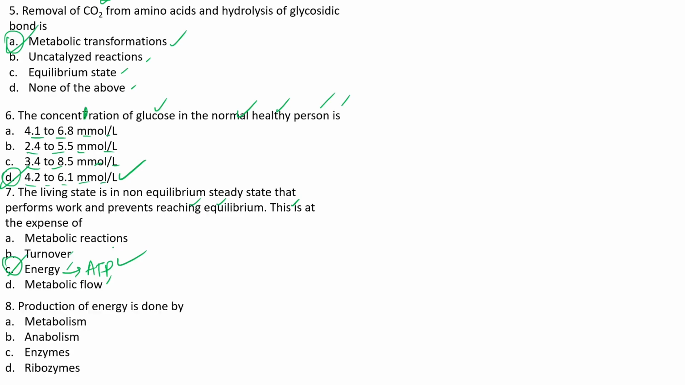Now moving on, production of energy is done by metabolism, anabolism, enzymes, or ribozymes. You know it is metabolic reactions. Anabolic reactions mainly consume energy, right? So in general, it is the metabolism that is involved in generating the energy. If they had mentioned catabolism, then catabolism could have been the answer for this.